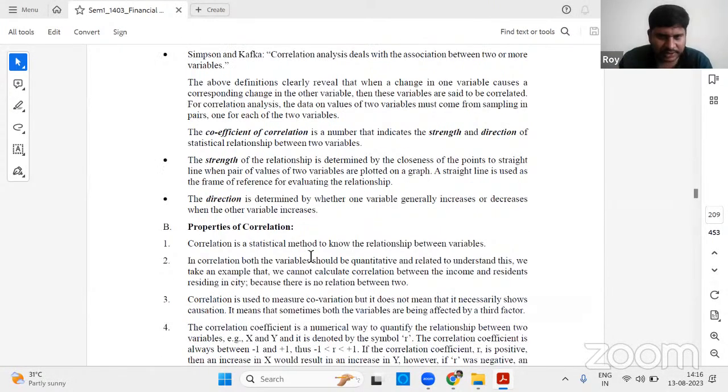Now, properties of correlation. Correlation is the statistical method to know the relation between variables. Both variables should be quantitative and related. To understand this, take an example: we cannot calculate the correlation between income and the number of residents residing in a city, because there is no relation between the two. This is very important. Only when there is some relation can we correlate both the values.